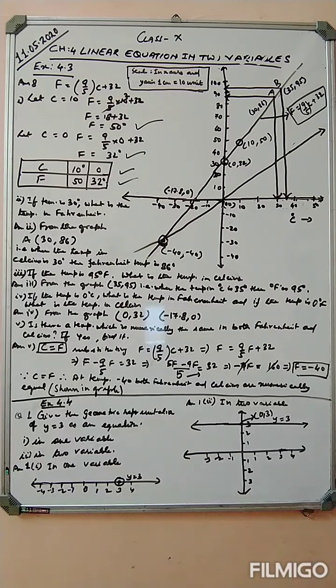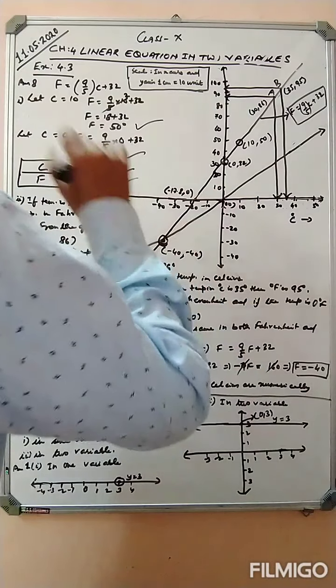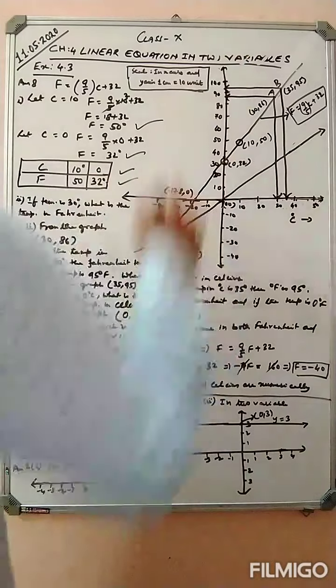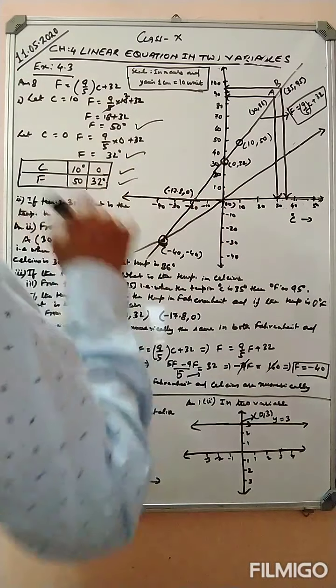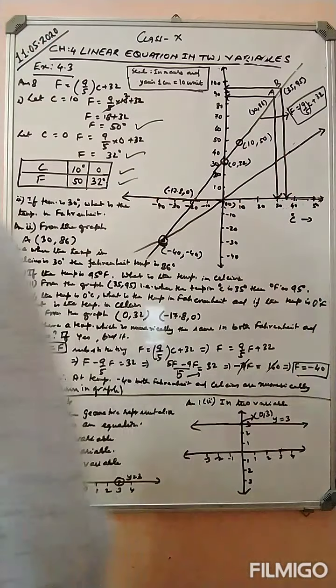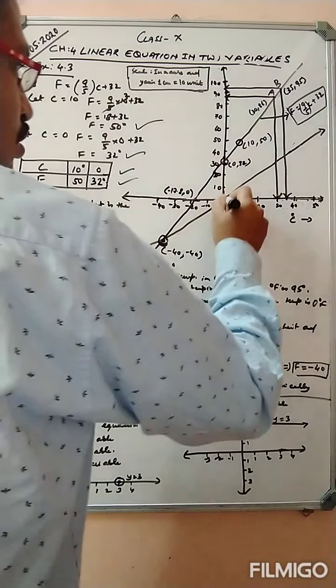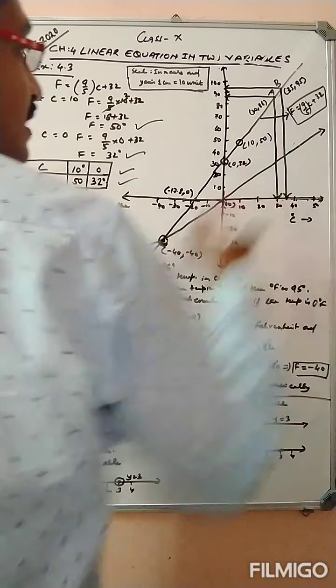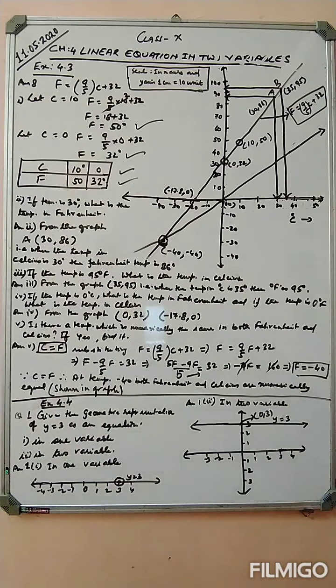We have taken the scale in the x and y axis as 1 centimeter box equal to 10 units. Now the first point is 10 and 50. So x is 10 and y is 50, where x means Celsius and y means Fahrenheit. So here is 10 and here is 50. The second one is 0, 32. So I have made this line, and this is the equation F = 9/5 C + 32.